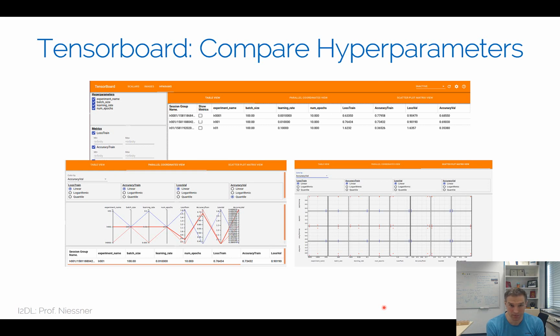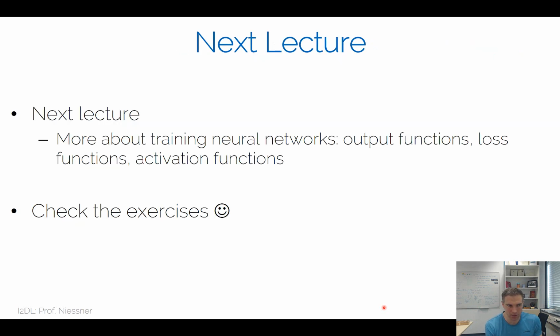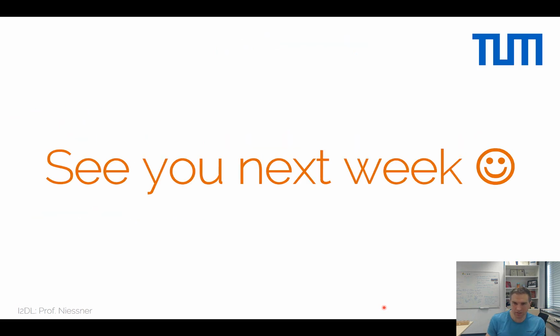All right, with that one, we are pretty much at the end. It's a bit shorter today. In the next lecture, we're going to continue about training neural networks, about output function, loss function, activation functions. Check the exercises. Otherwise, thanks a lot for joining.